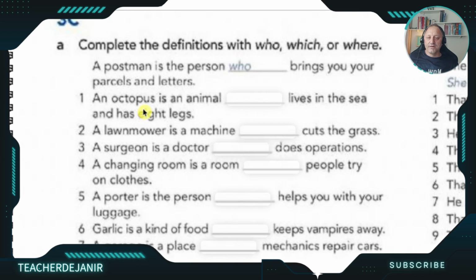An octopus is an animal which lives in the sea and has 8 legs. A lawnmower is a machine which cuts the grass. A surgeon is a doctor who does operations. A changing room is a room where people try on clothes. A porter is the person who helps you with your luggage.